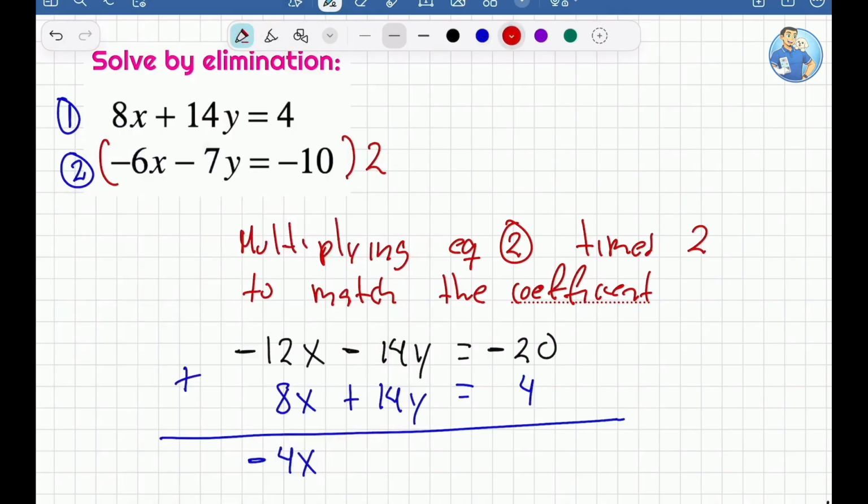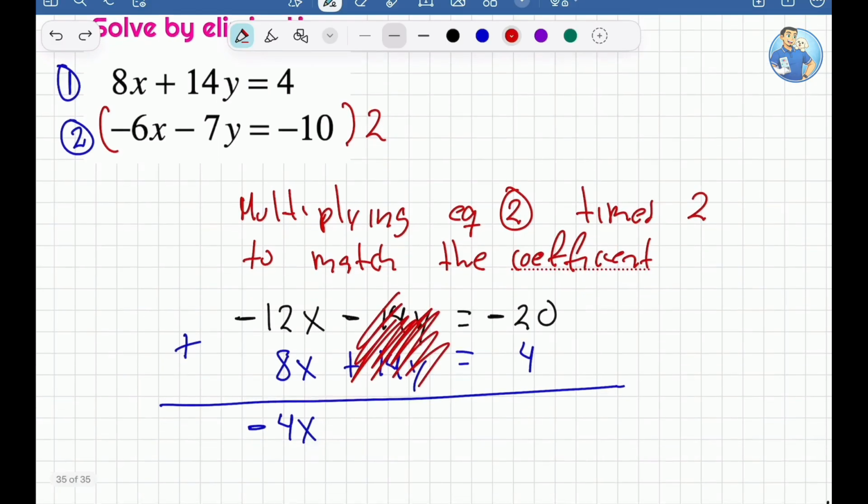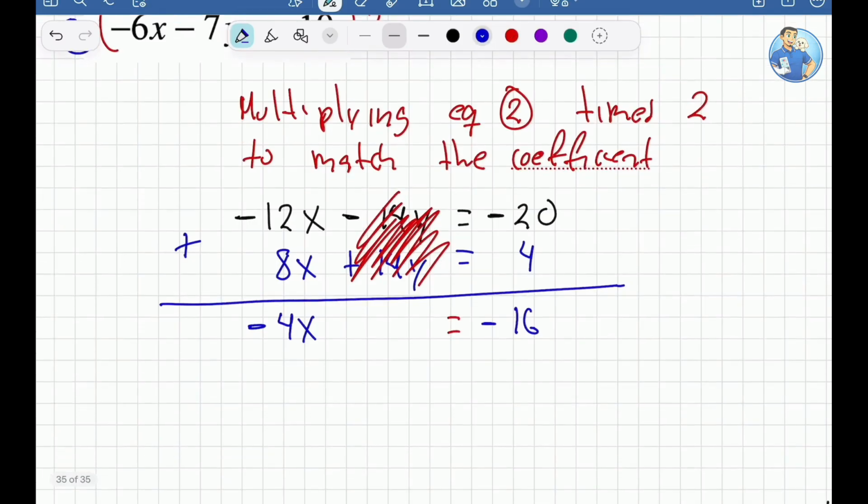The y terms add up to 0. Then equals what? Equals minus 20 plus 4. This is minus 16. As you can see, now we have a linear equation with only one variable, the x. So let me copy this: minus 4x equals minus 16. So we can solve for x.